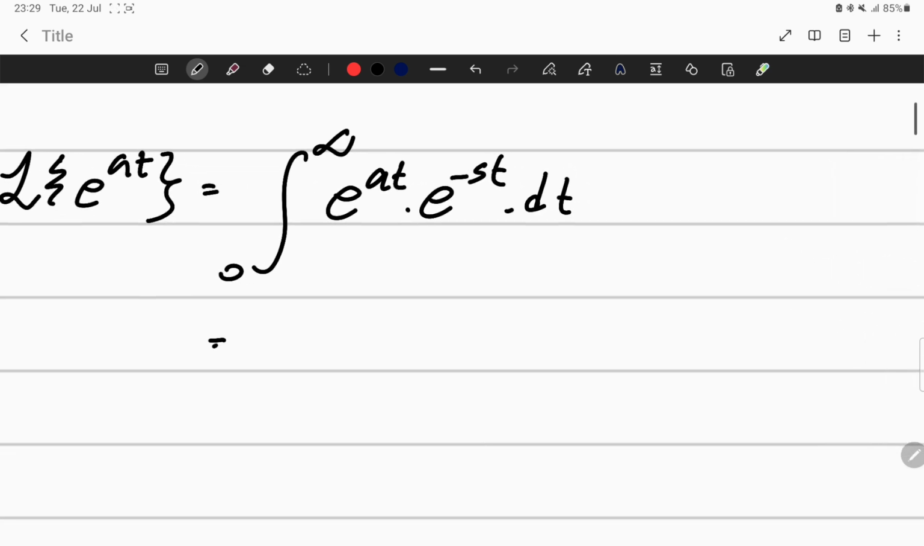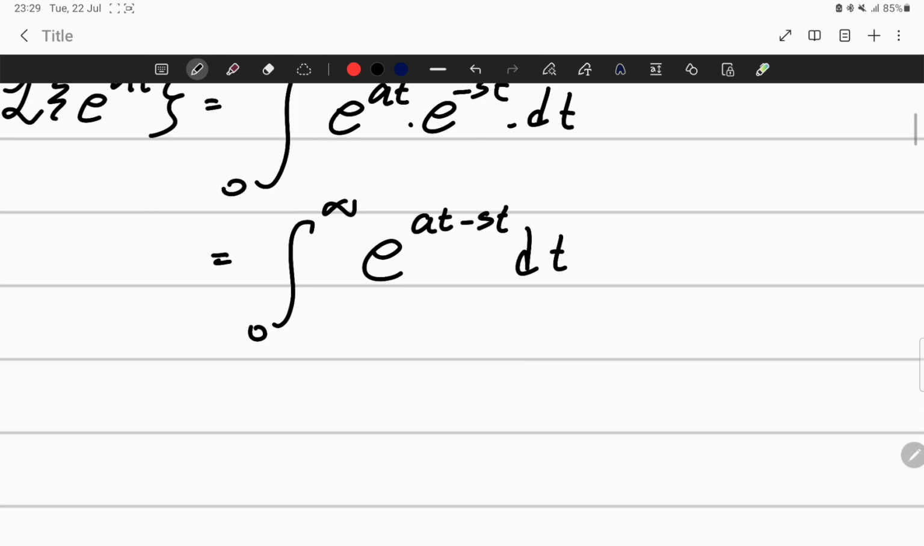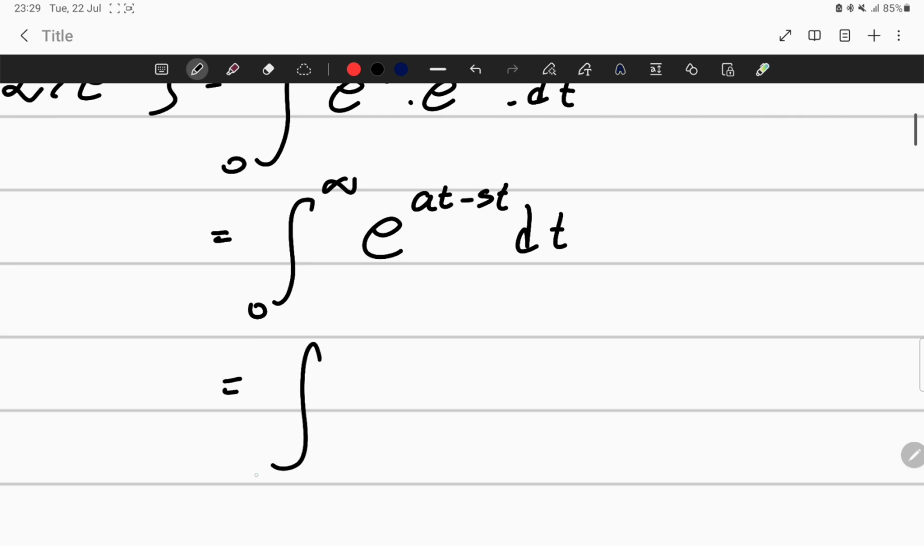So I can write this as the integral from 0 to infinity of e to the at minus st dt, which equals the integral from 0 to infinity of e to the (a minus s) times t dt.